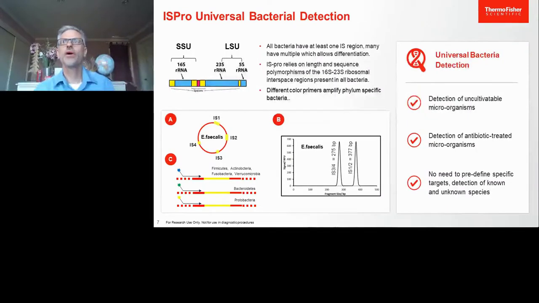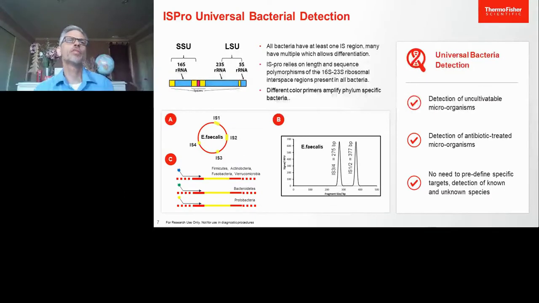So a technique known as IS-pro has been developed by a small startup company in the Netherlands called InBiome. Their approach is based on the specific amplification of interspace regions in bacteria to generate fluorescently labeled fragments that can then be separated on Applied Biosystems genetic analyzer instruments. All bacteria have at least one interspace region, and many bacteria have multiple regions. And IS-pro relies on length and sequence polymorphisms of these interspace regions to provide identification of the bacteria.